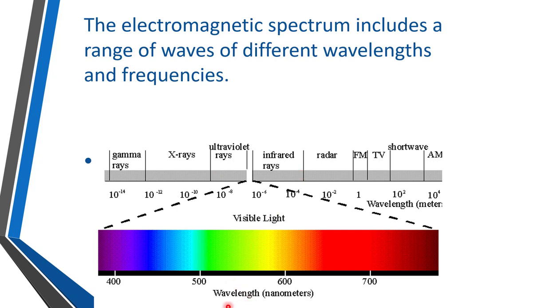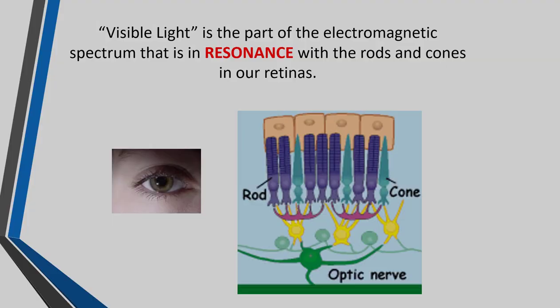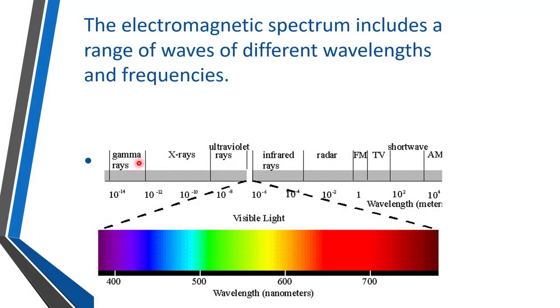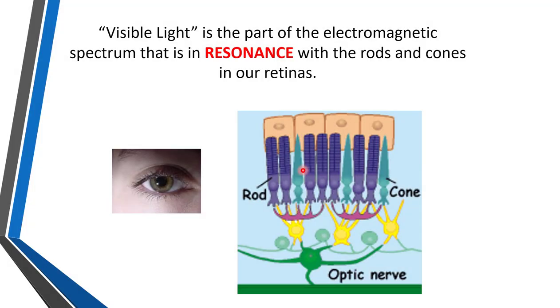Visible light has a wavelength in nanometers. It constitutes different colors, right, from red to violet. All these kinds of rays or waves are used for different applications. For example, visible light is a part of the electromagnetic spectrum, and it resonates with the rods and cones in our retina. So when our eye receives the light, the rods and cones of our retina cells are activated, and thereby we can feel the light.